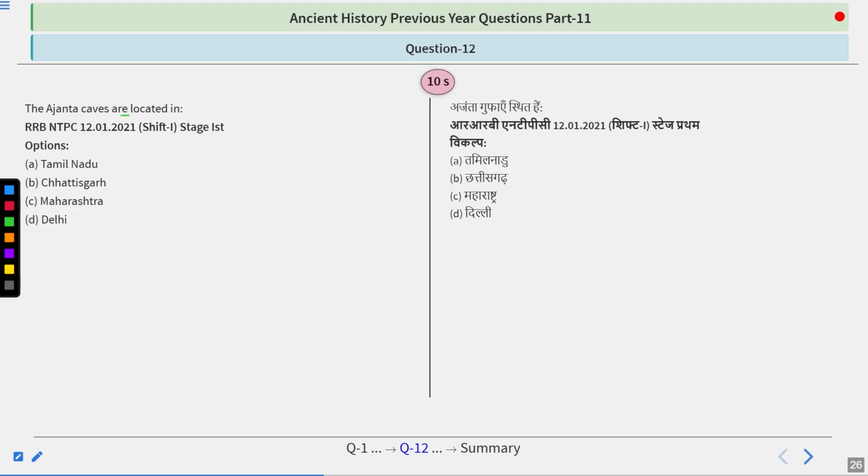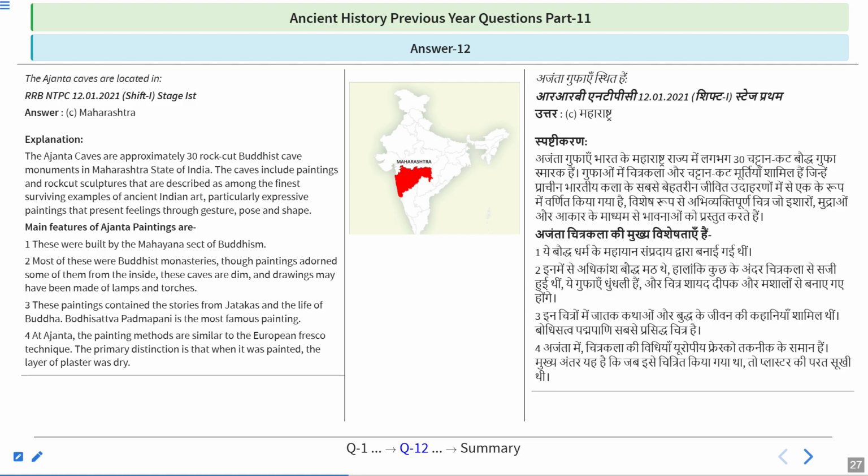Another question: the Ajanta caves are located in? Very simple question, try to answer. And I hope you got this one right. So the answer is very simple. The answer is Maharashtra.